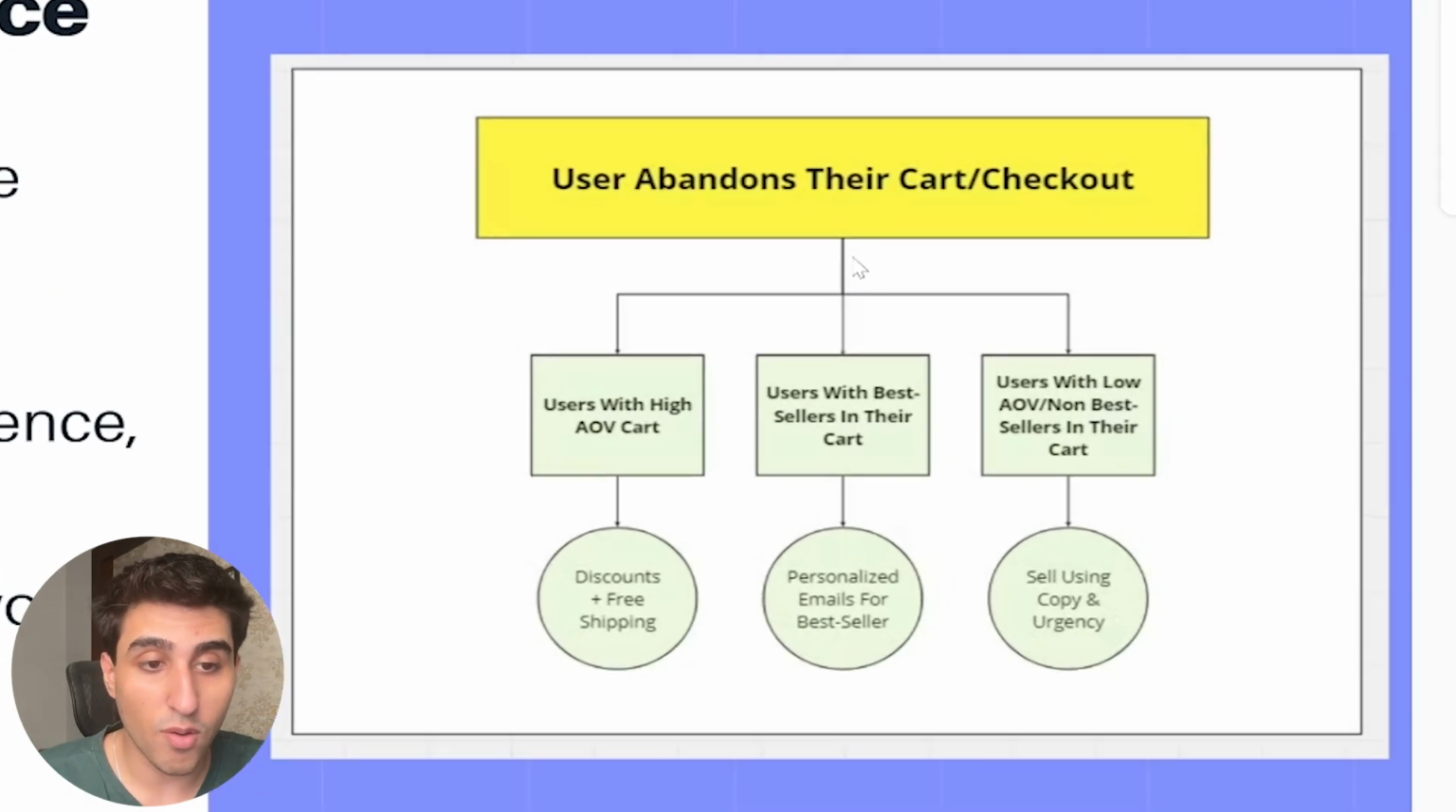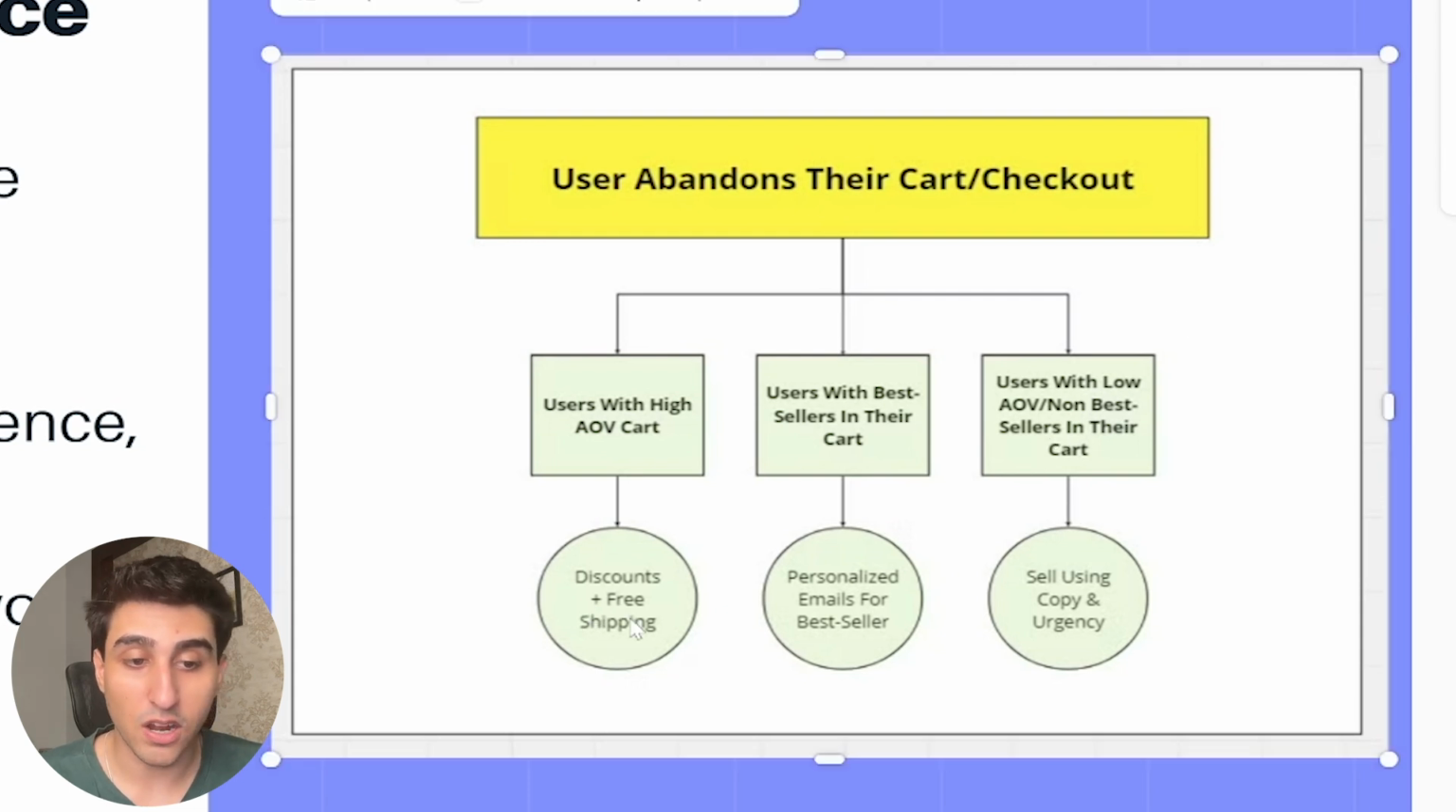So if you see this diagram right here, whenever a user abandons their cart or checkout, they get put into three different categories, okay? The first category is people with higher average order value in their cart. The second are with best sellers in their cart. And third are with low average order value and non-best sellers in their cart. And as you can see, we're treating these people differently.